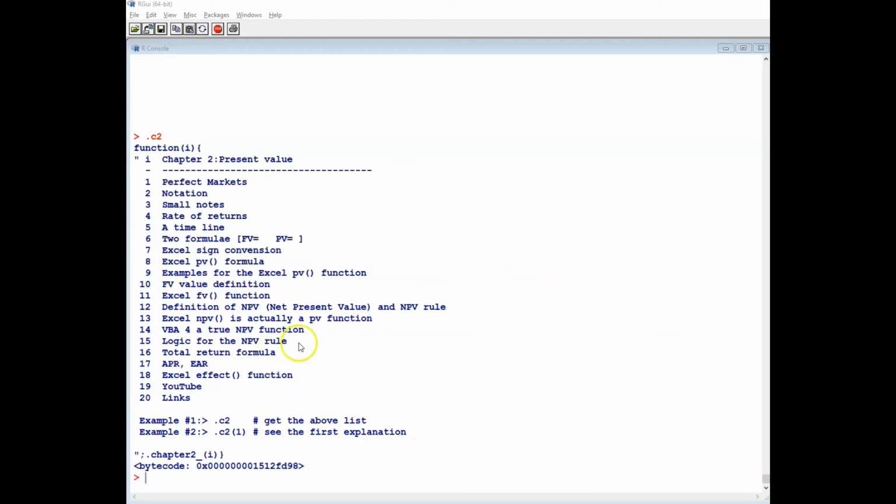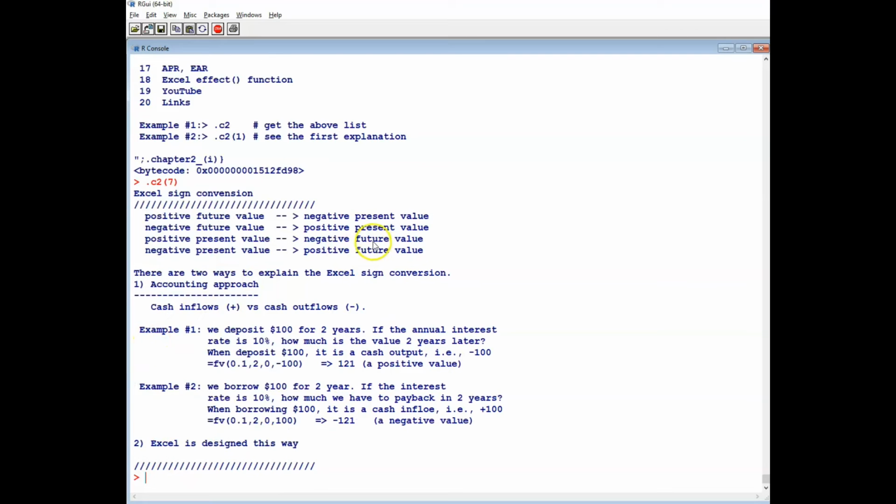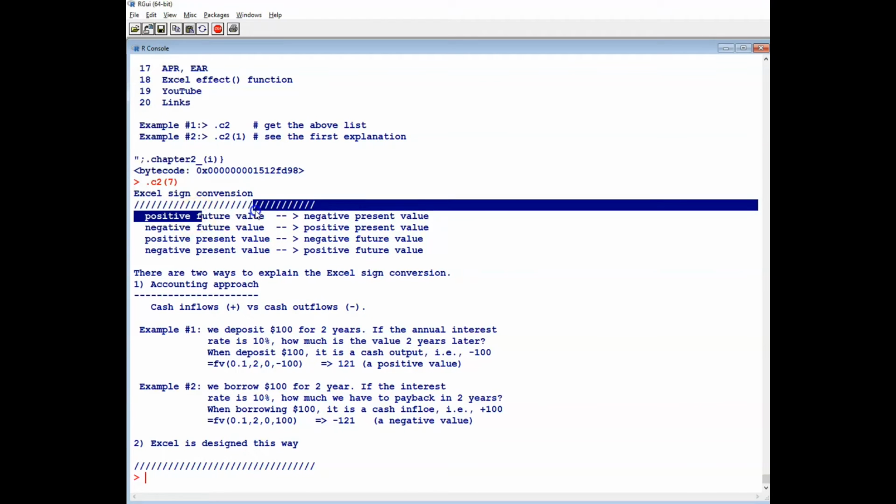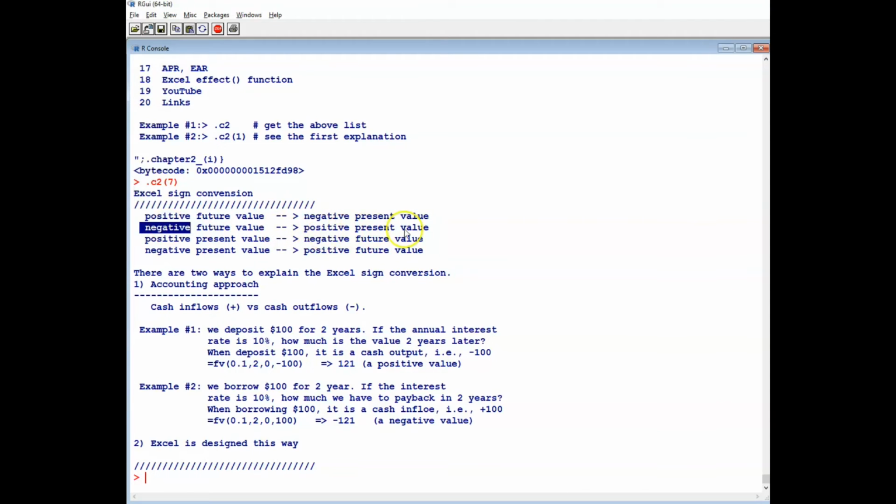Before we discuss two Excel functions, the Excel present value function and the Excel future value function, it's a good idea to discuss the Excel sign convention. So what is the Excel sign convention? A basic idea: suppose we calculate the present value. If we enter a positive future value, we get a negative present value. If we enter a negative future value, we get a positive present value. The opposite is also true.